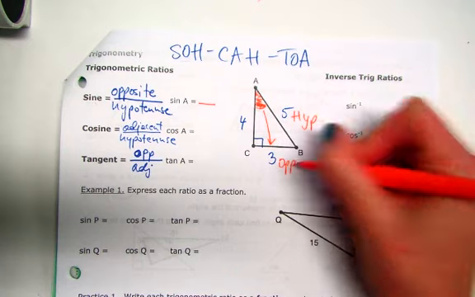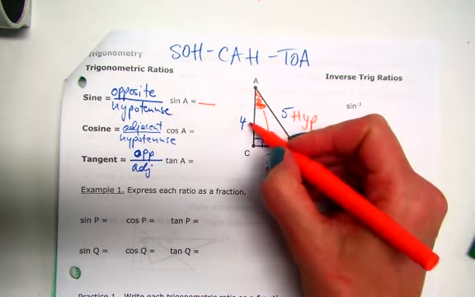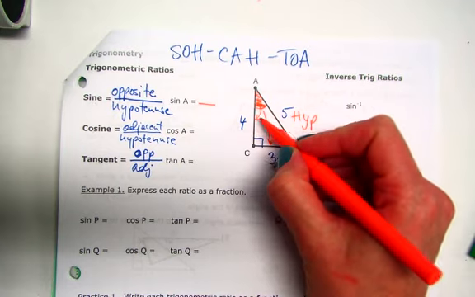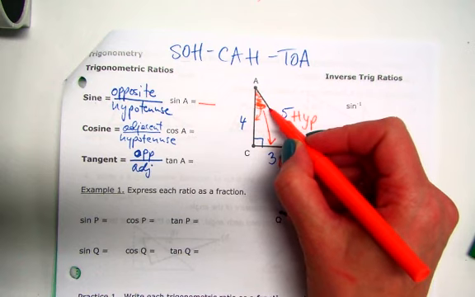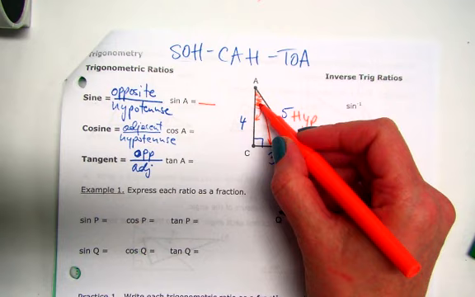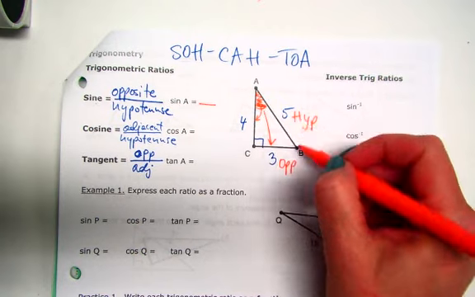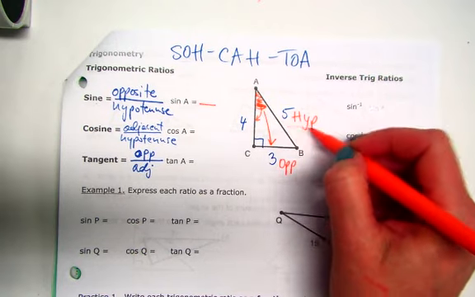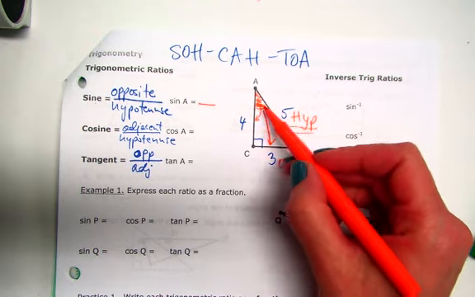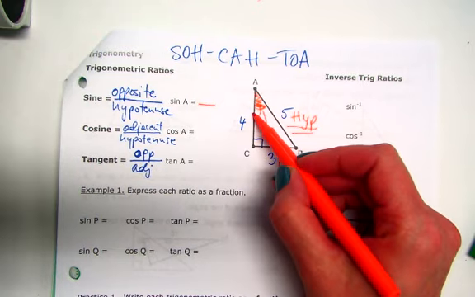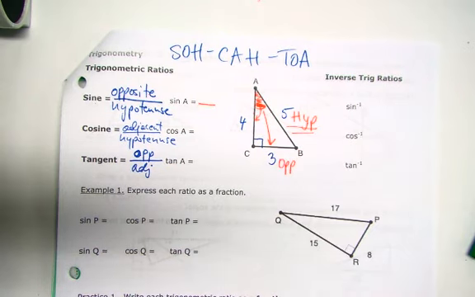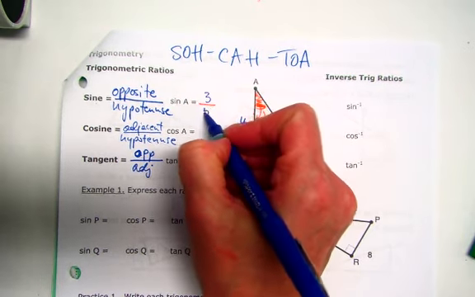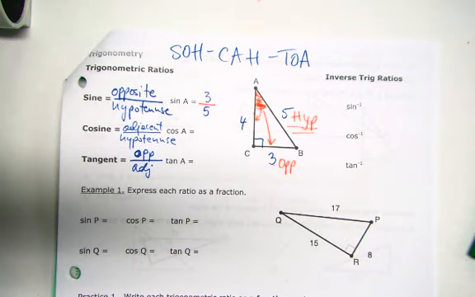Some people like labeling it like this. And what's adjacent? Now, adjacent means next to. So this side is also next to angle A. However, 5, side AB, is the hypotenuse, so it gets the name of hypotenuse no matter what. And the one that's next to it is right here. That's called adjacent. So the sine of A is going to be 3 over 5. And that's it. We just wrote our first trig ratio, 3 over 5.